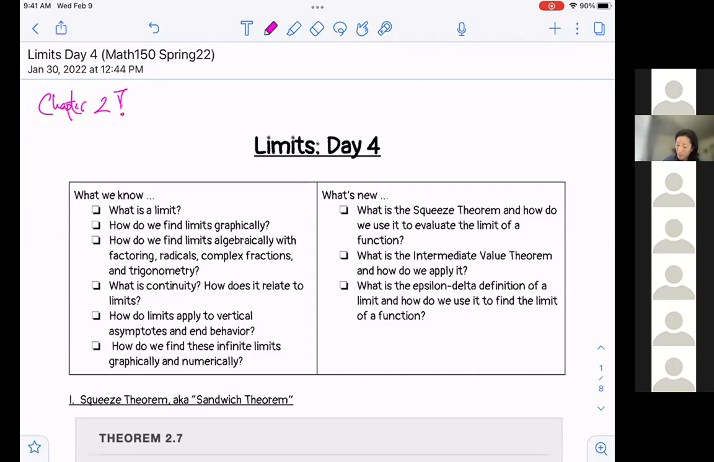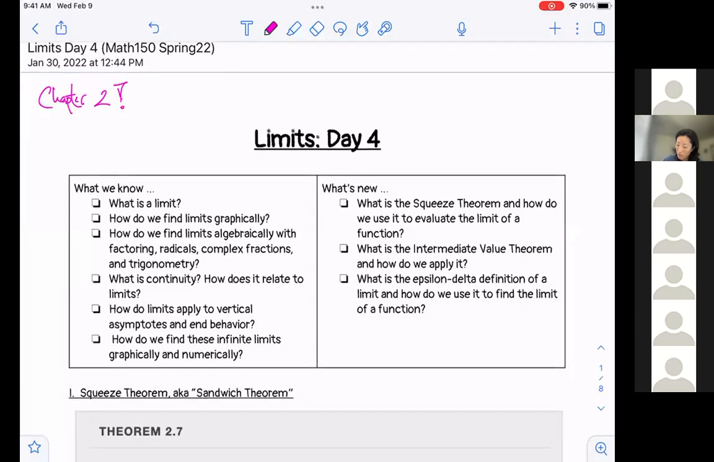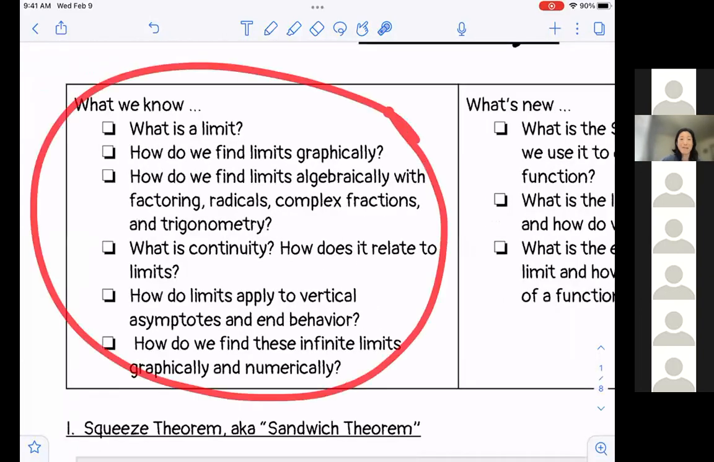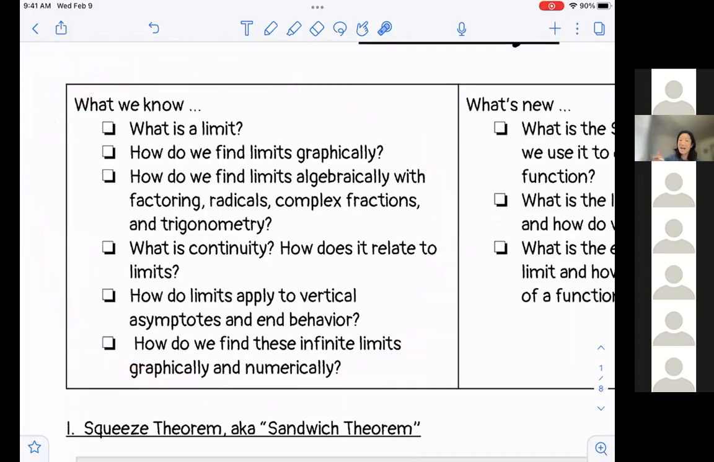All right. So the closer that we get to the exam, the longer this list of what we know gets. Okay. And a lot of them are just the same things we've been talking about, like what is a limit? How do we find limits on a picture? How do we find them algebraically? Right? We talked about this idea of continuity. And on Monday, we took a look at vertical asymptotes and end behaviors.